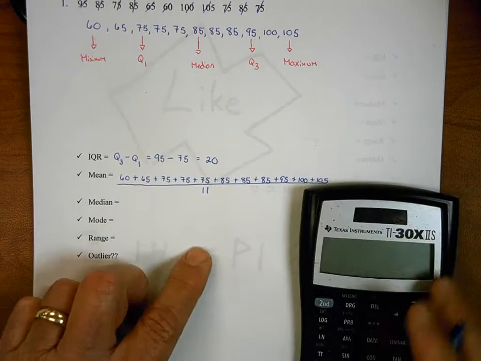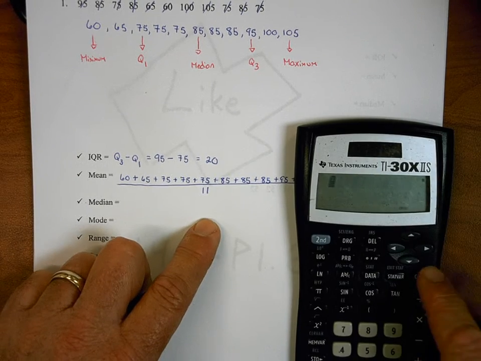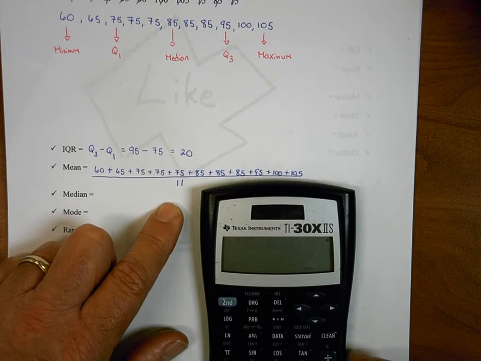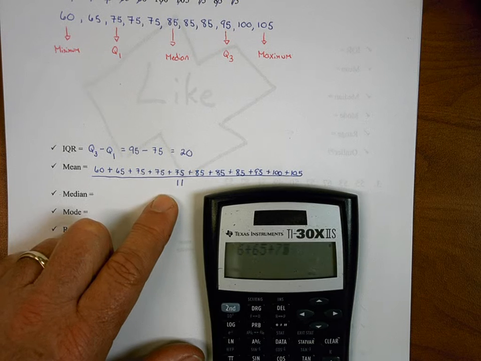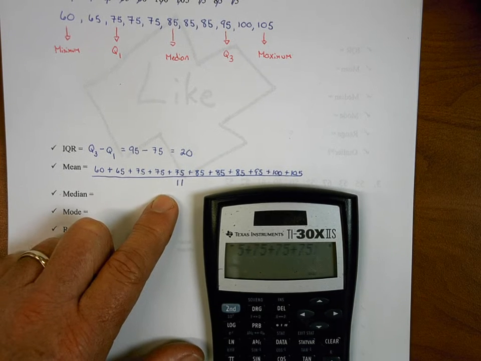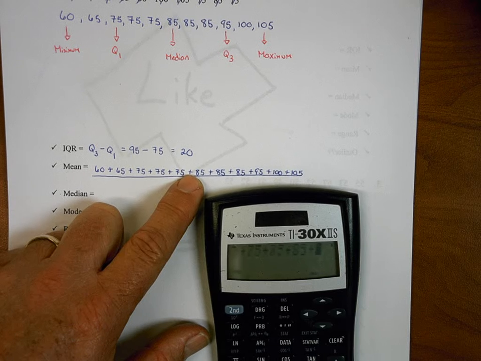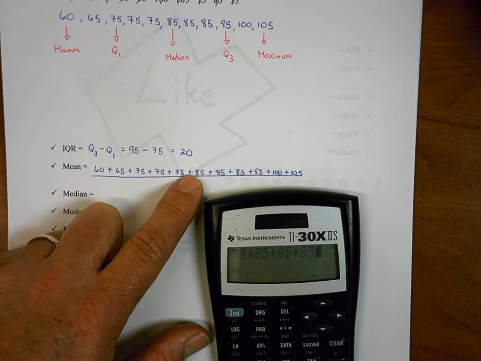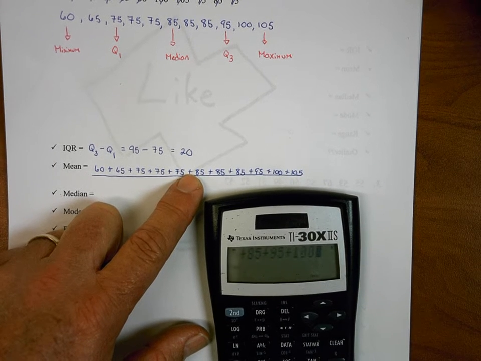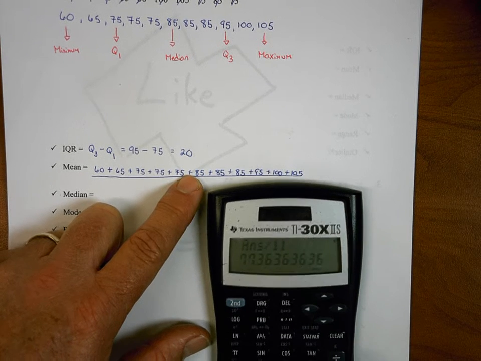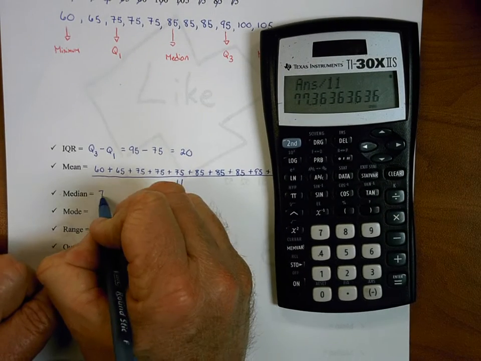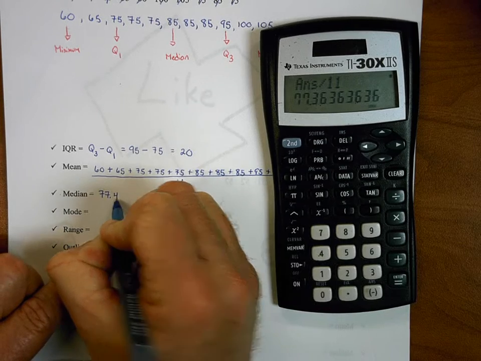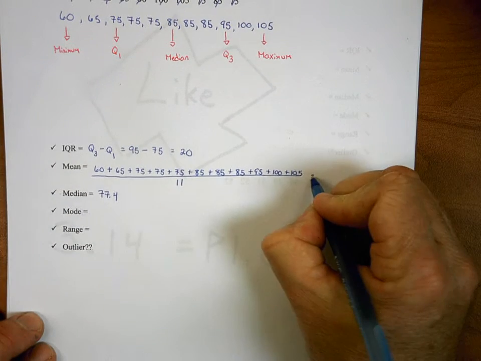Why am I dividing by 11? Well, because there are 11 pieces of data in my list. So using my calculator here, I'm going to add up all these numbers. 60 plus 65 plus 75 plus 75 plus 75 plus 85 plus 85 plus 85 plus 95 plus 100 plus 105, and I'm going to divide all of that by 11, and my mean is 77.36. I'm just going to round that to 77.4. So that's my mean, sorry.